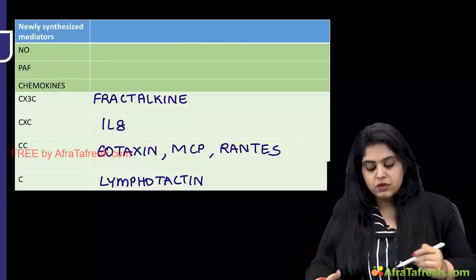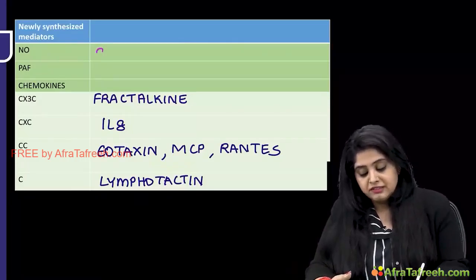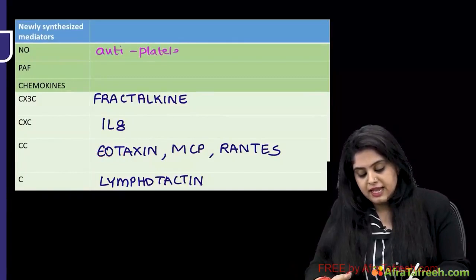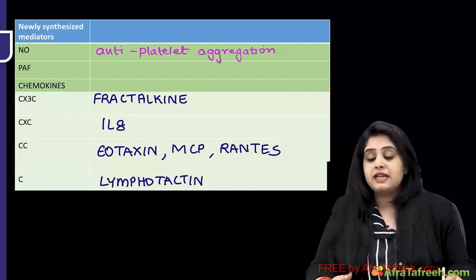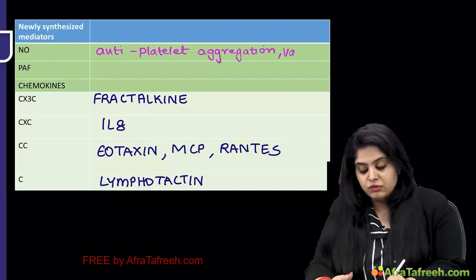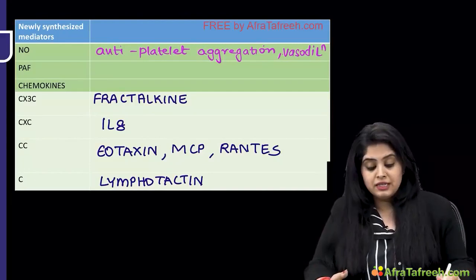Under that, first I will talk about nitric oxide and PAF. Please note, nitric oxide in medicine is very famous because it is an anti-platelet aggregator molecule. It causes reversal of platelet aggregation, and at the same time it also causes vasodilation. So it's very useful in a lot of drug therapies in medicine, in hypertension and so on.